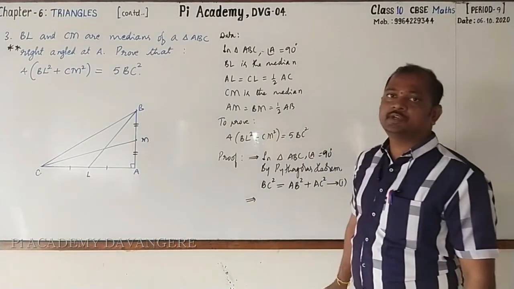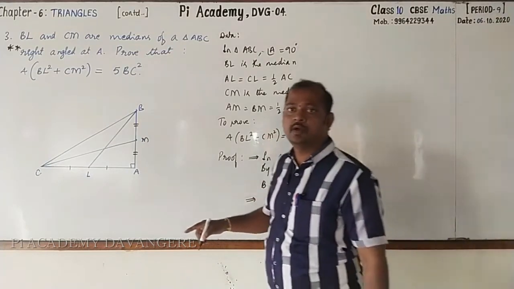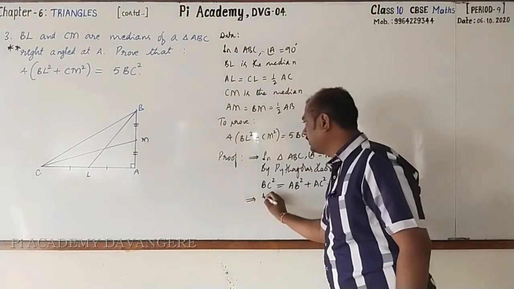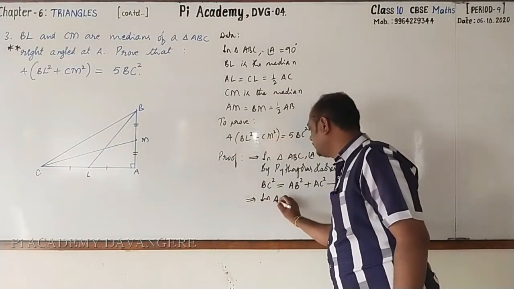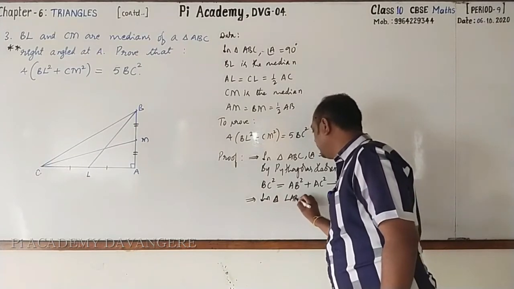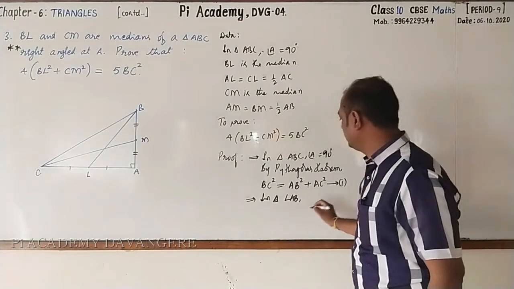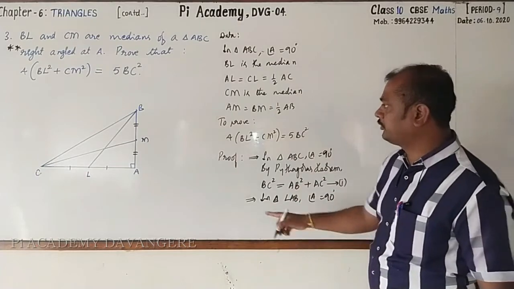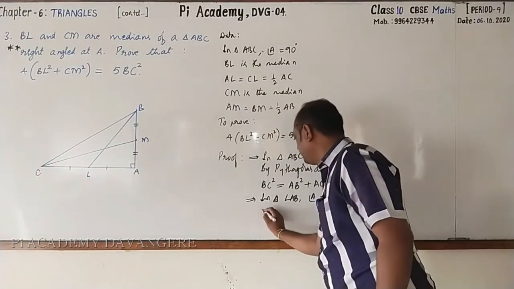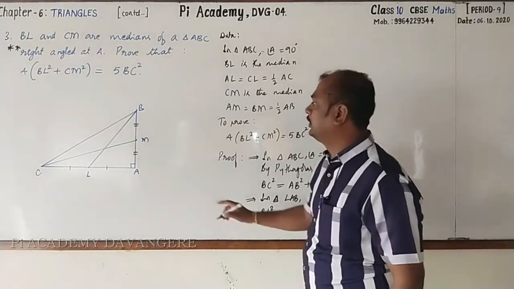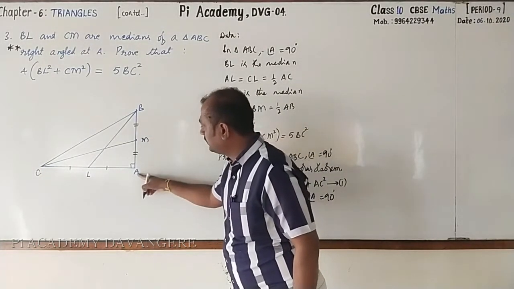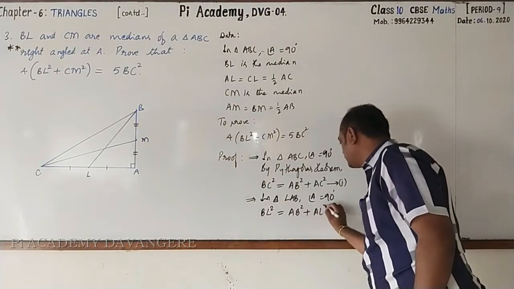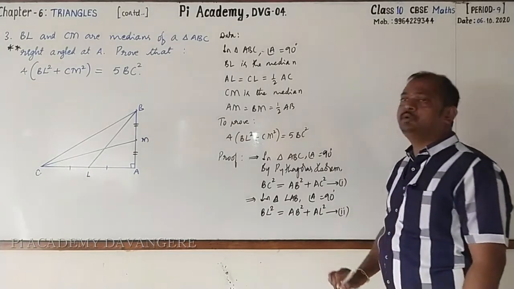Similarly, let's go for taking another triangle. See that BL and CM are required. What is BL? BL is in triangle LAB, angle A is 90 degrees. Again, you need not write by Pythagoras theorem. Directly you can write BL square is equal to AB square plus AL square. Call this statement 2.